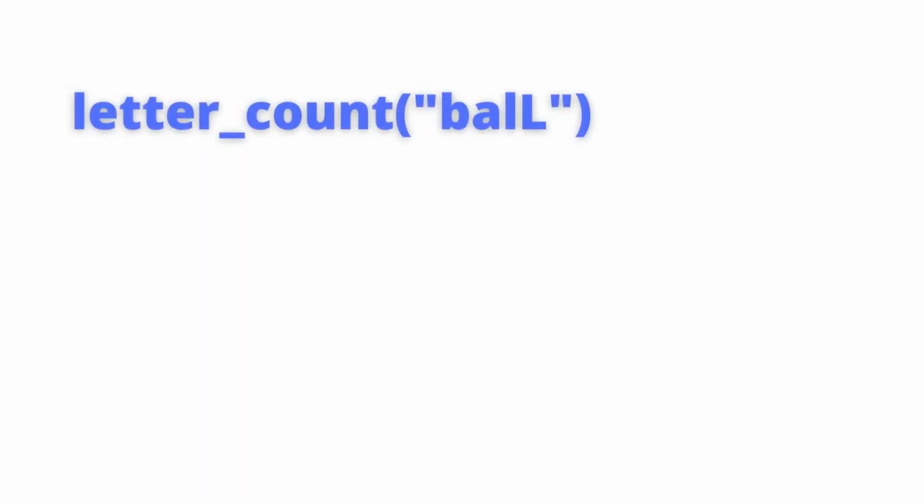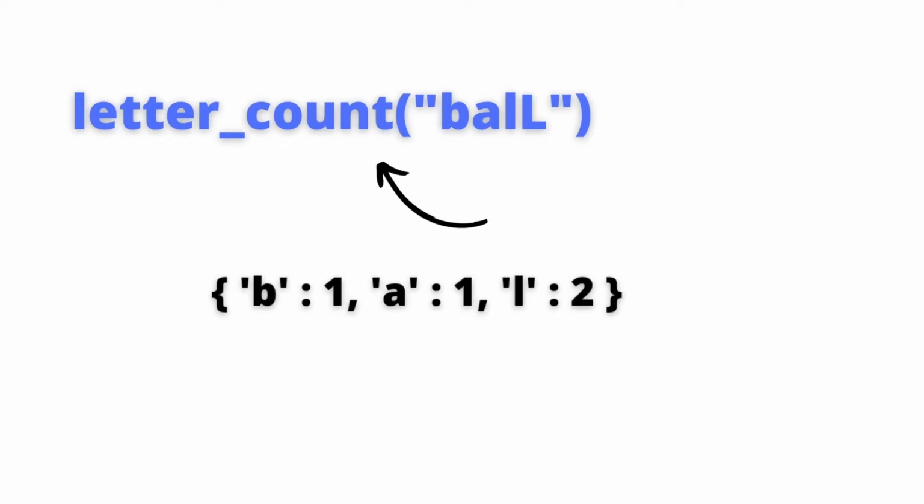For example, if the function is called letter_count and is passed the word ball, we'd expect it to return a dictionary with elements b mapped to 1, a mapped to 1, and l mapped to 2. The letters being the key of the elements and the counts for the letters being the values.